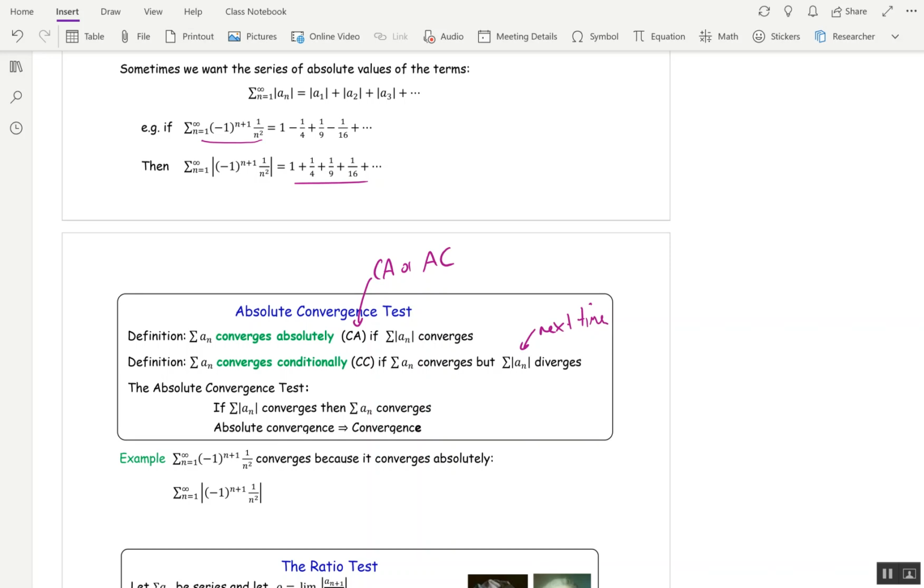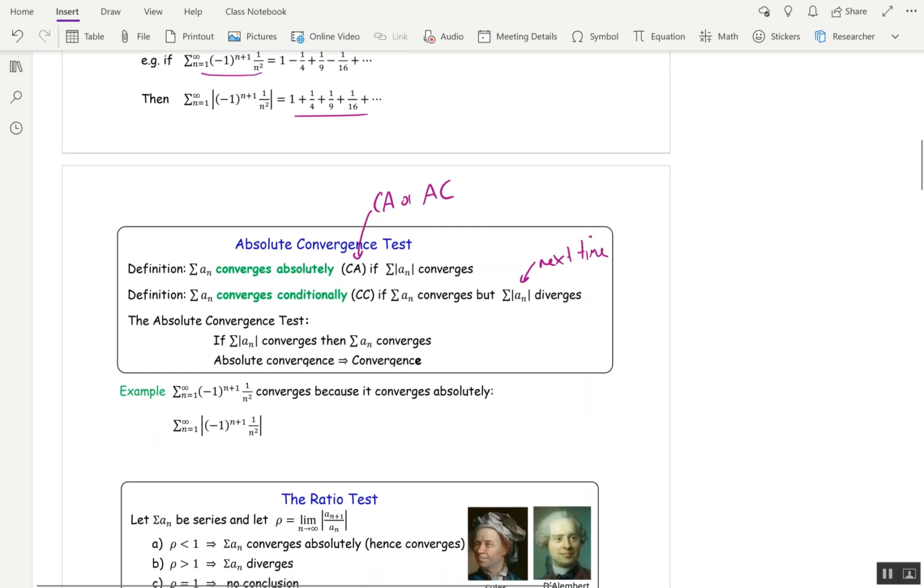The absolute convergence test tells us that absolute convergence trumps all. If a series converges absolutely, then it converges with the minuses there. So that's a very strong test. And here's an example of how you would use it.